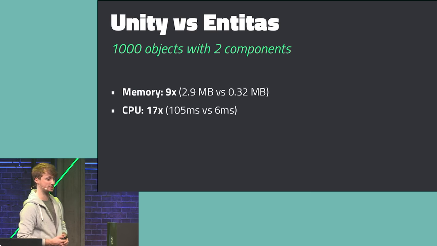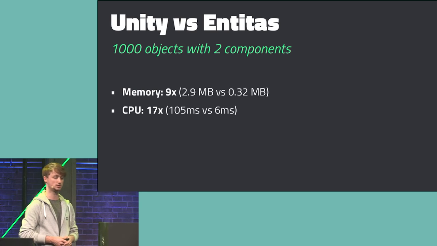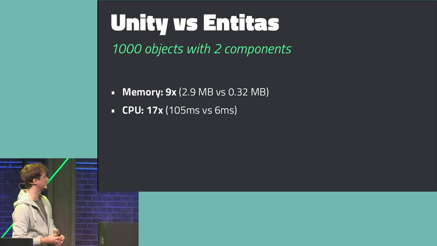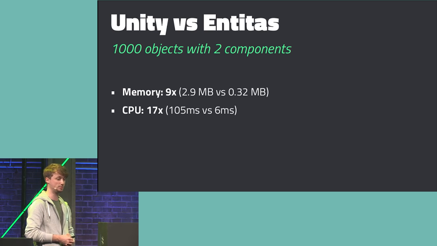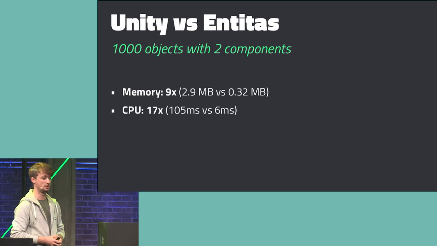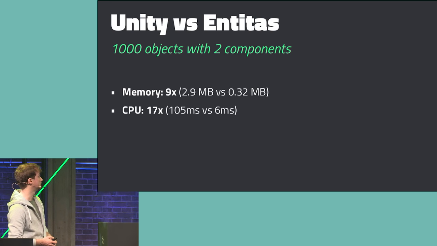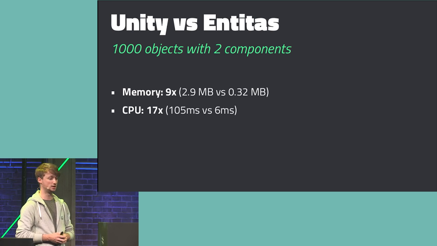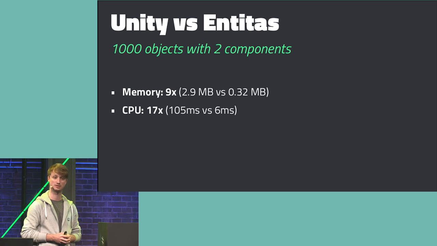Now, just to give you the facts, I created 1,000 objects with two components, and these are the numbers. The memory consumption of Unity's game objects was 9 times heavier, almost 3 megabytes compared to 0.3. And when you take a look at the CPU consumption, it's even worse. It was 17 times slower, 105 milliseconds versus 6 milliseconds.